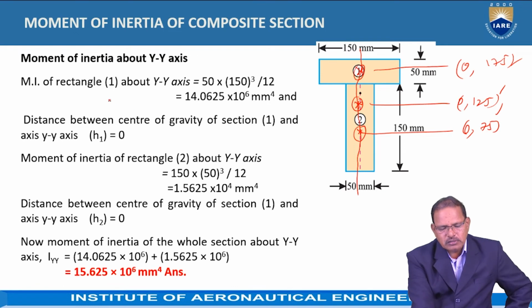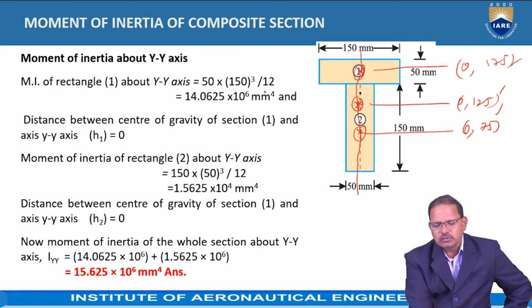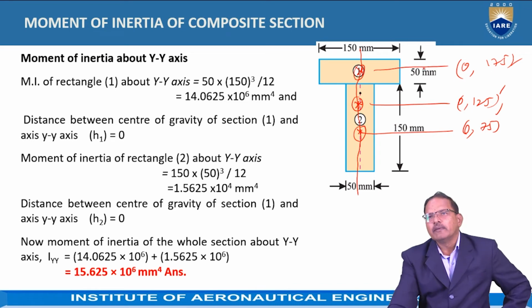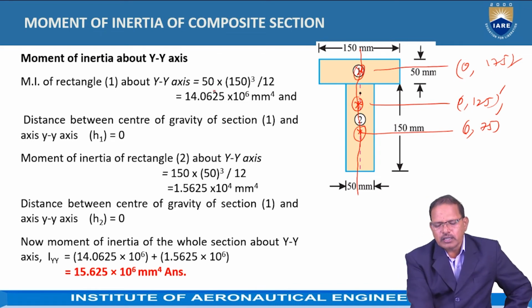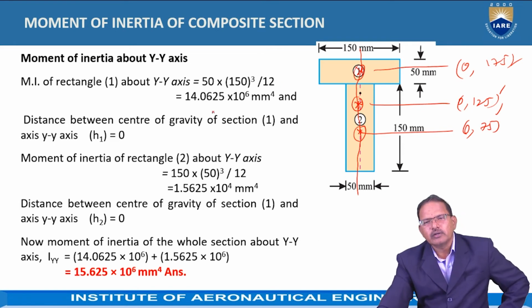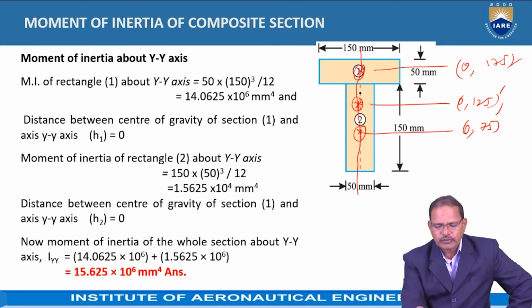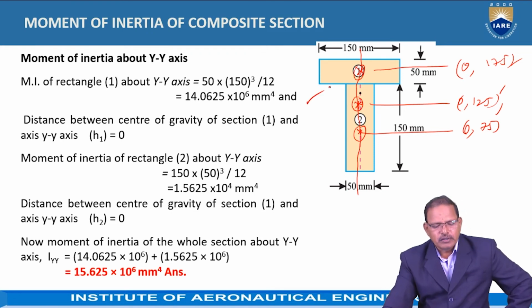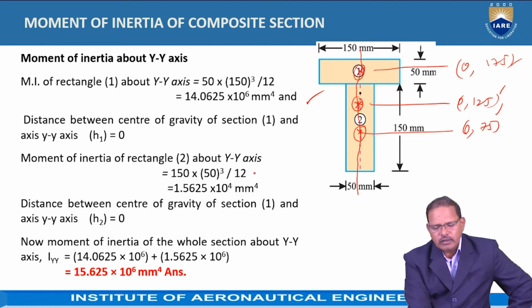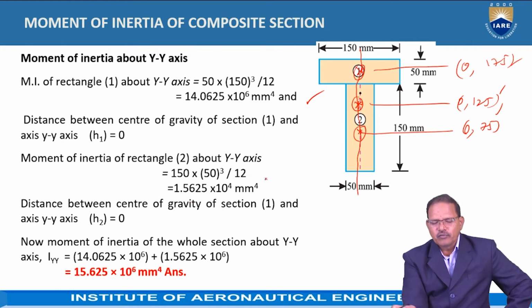So from these equations, the moment of inertia of the first rectangle is equal to, since it is dividing the 150 mm dimension into two parts, we can take it as 50 into 150 whole cube divided by 12, which is equal to 14.0625 into 10 to the power of 6 mm to the power of 4. Similarly, H1 is equal to 0, that is the difference of x coordinate is equal to 0. For the second rectangle, again it is dividing the 50 dimension into two parts, 150 into 50 to the power of 3 divided by 12, which is equal to 1.5625 into 10 to the power of 6 mm to the power of 4.